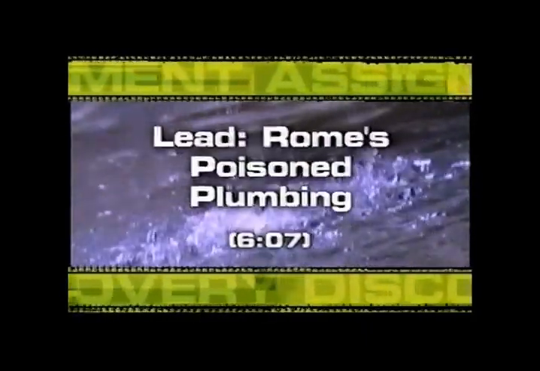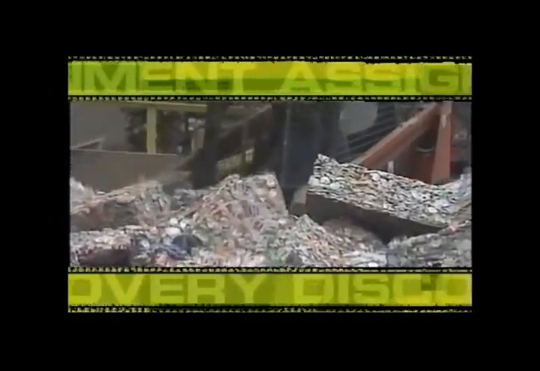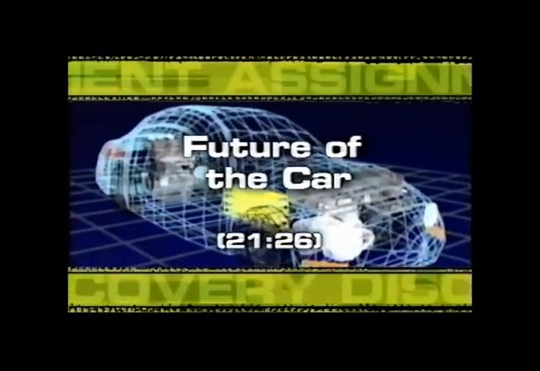Then we'll see how lead-lined aqueducts may have slowly poisoned the people of the Roman Empire in Lead, Rome's poisoned plumbing. And finally, we'll take a look at how aluminum, other elements, and emerging technologies are transforming transportation in Future of the Car.